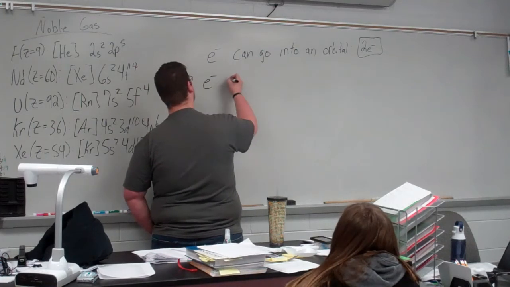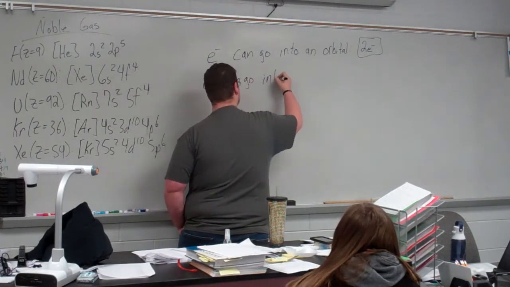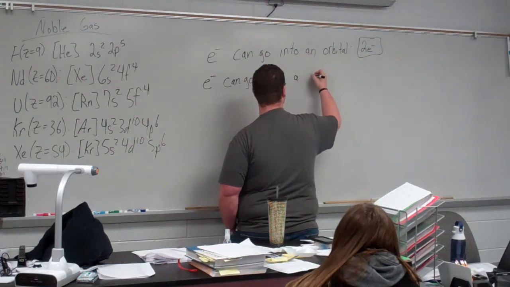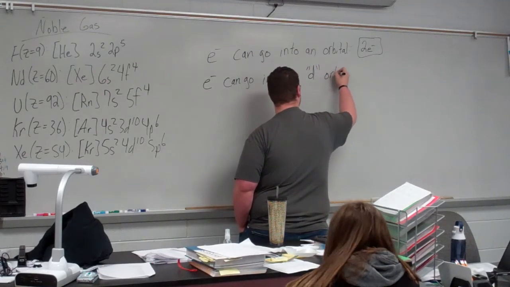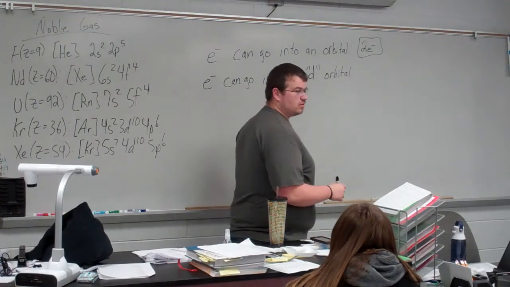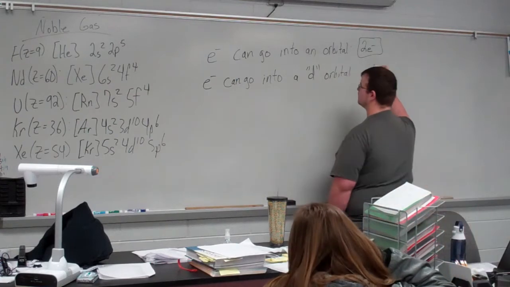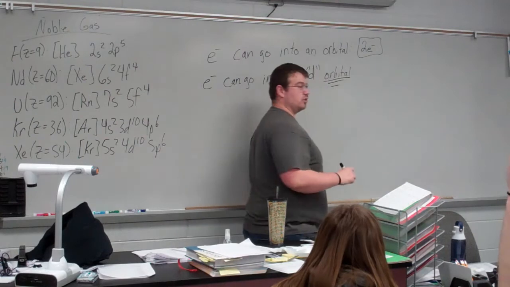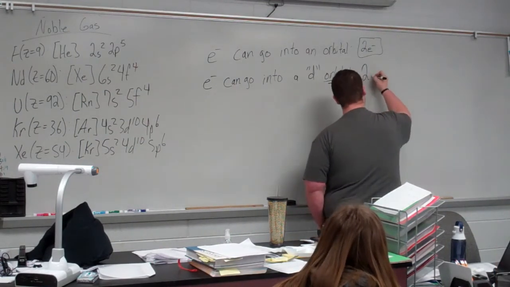How many electrons can go into a D orbital? 2? Each? I don't know. No. A subshell is 10. The key here is that an orbital only holds 2 electrons.